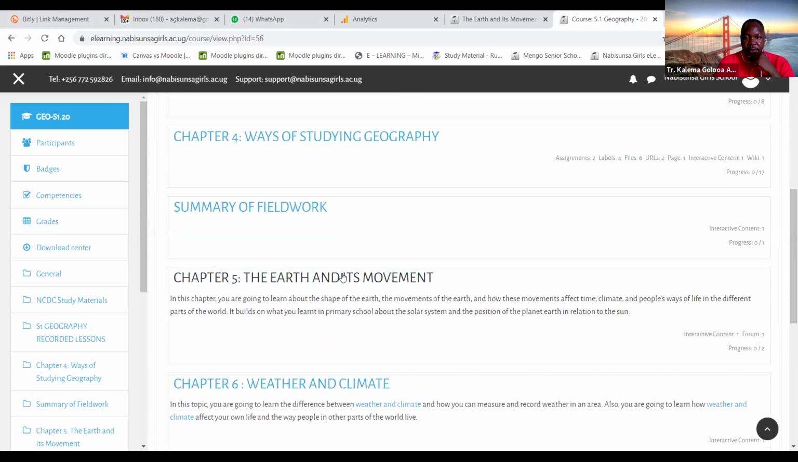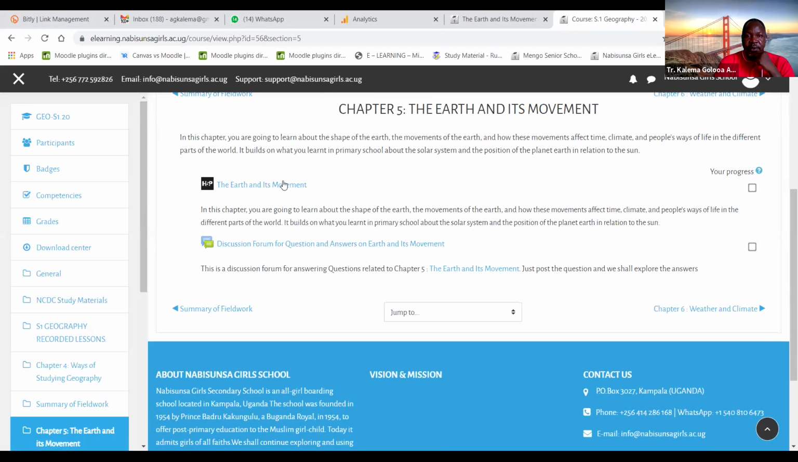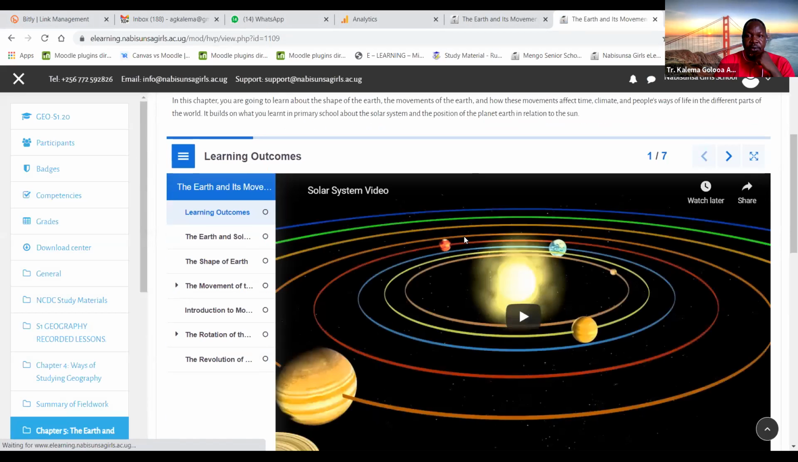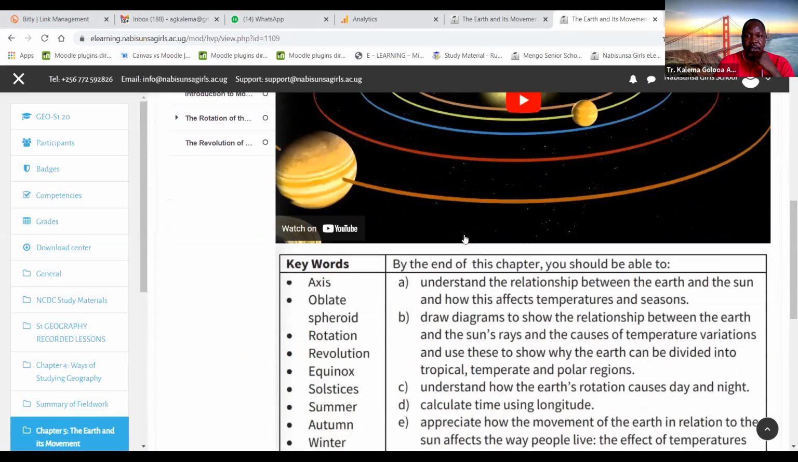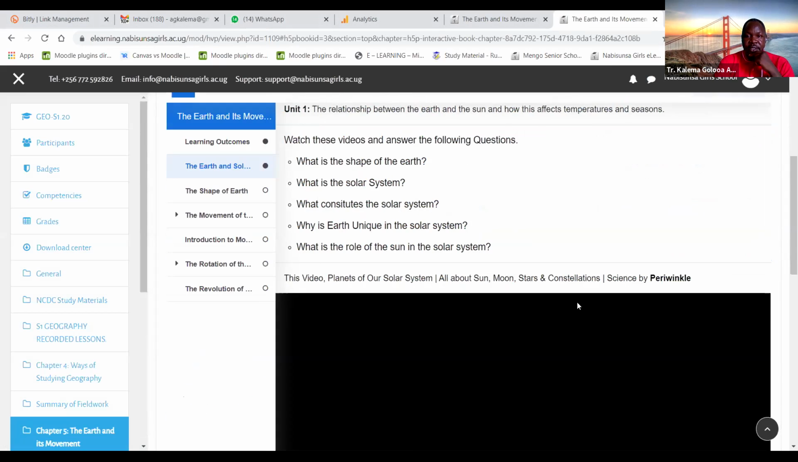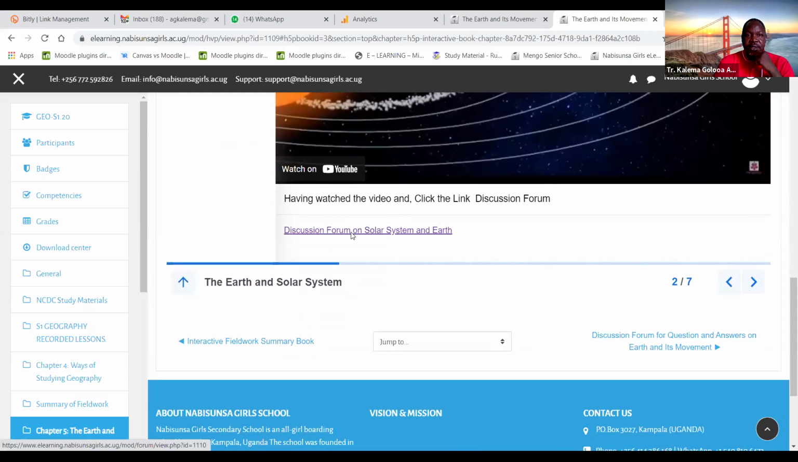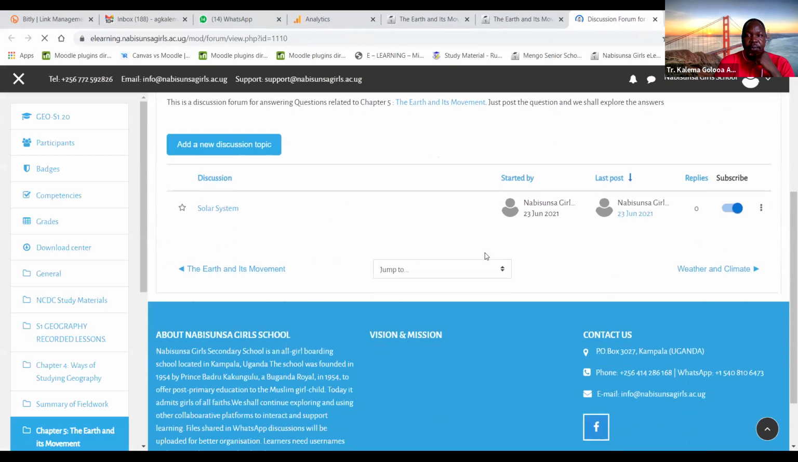Then I go to chapter 5. When I go to chapter 5, I hit this one. I go to the course. I see the first one. I go to the next page. That one, I hit it. Then I go to the bottom where it says click here to go to the discussion forum. I hit it. It opens the forum, and then I answer my questions. That's how. Seen it?